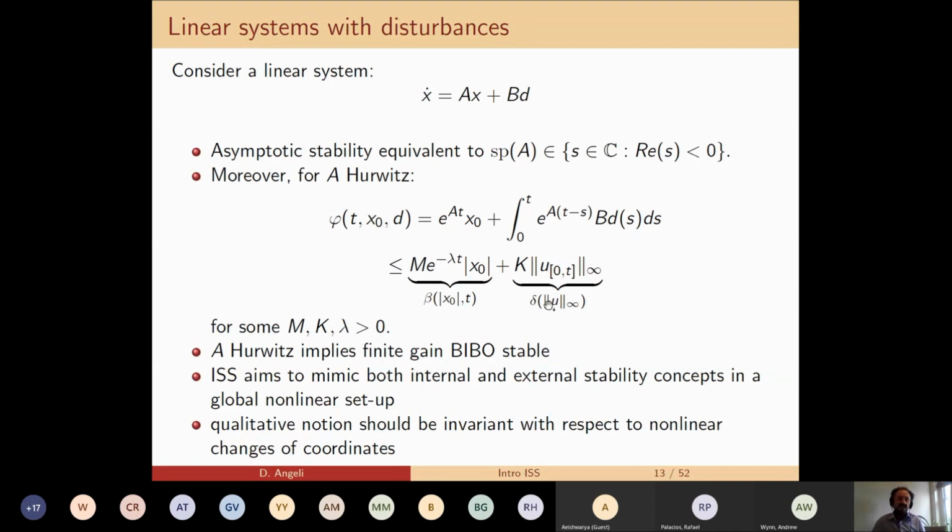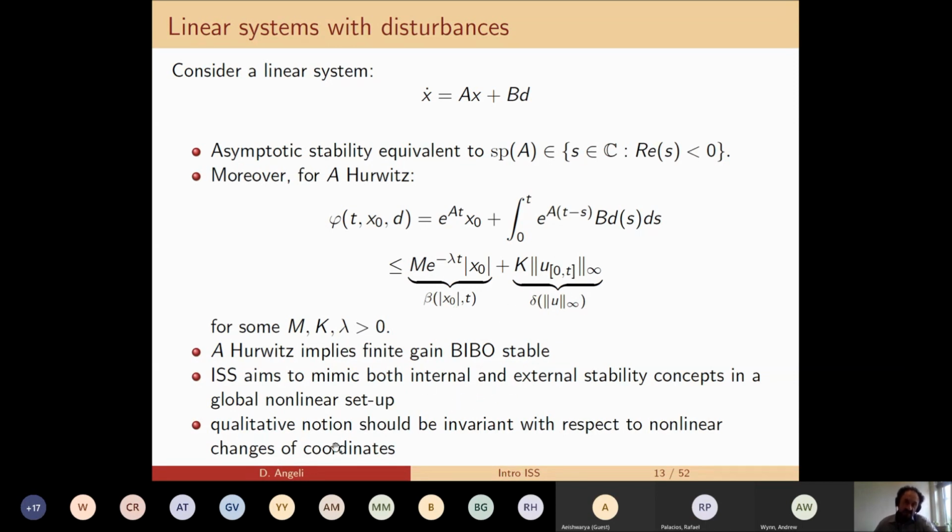Why am I insisting on this? Because this type of inequality has inspired the definition of input-to-state stability, and in particular the fact that input-to-state stability aims at mimicking both the internal stability behavior of the system, quantifying the impact of initial conditions on the transient behavior of the system, as well as the external stability property of the system, quantifying the impact of exogenous inputs.